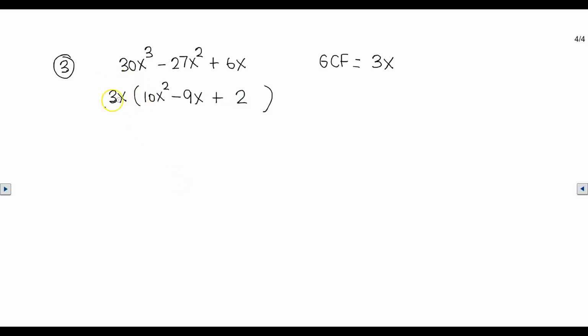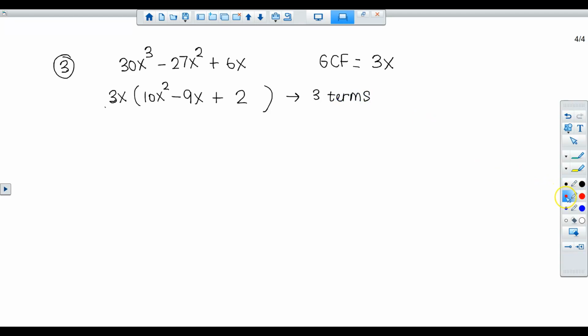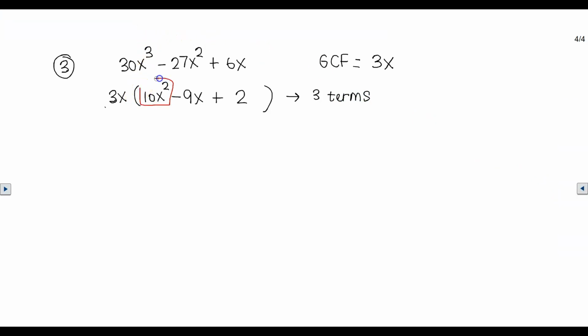So here I have my GCF, and here I have a trinomial. So inside those parentheses, I see 3 terms. So that means I should try to guess and check. All right, for my first term, 10x squared, I know I could do 10x times 1x, and I know I could do 5x times 2x.